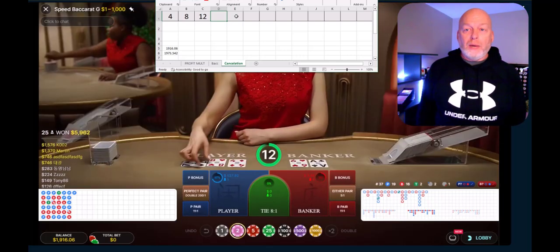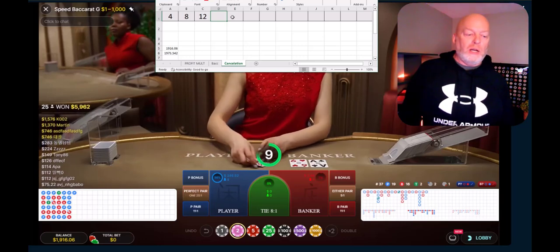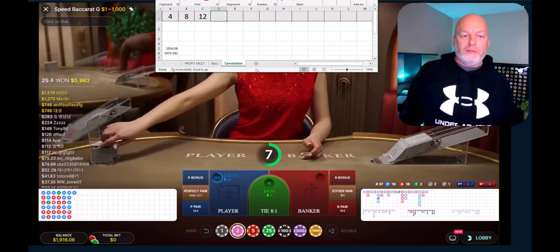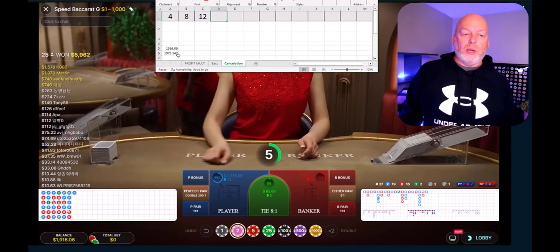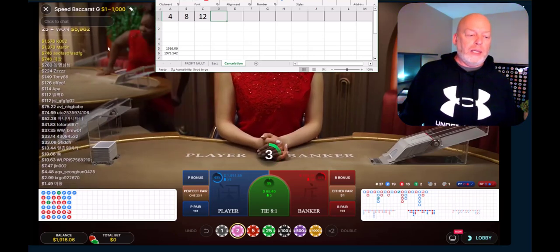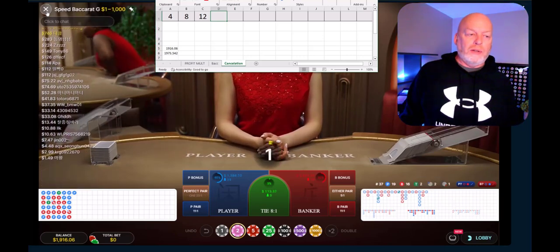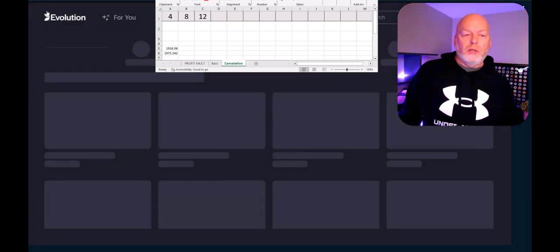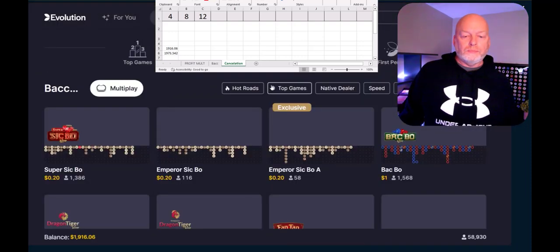Let's just go take that money from the casino. So let's play a little bit live. Right now I'm at 1916. My goal for the day is 1973. We're already at 37 hands at this table. Let's just go find another table.